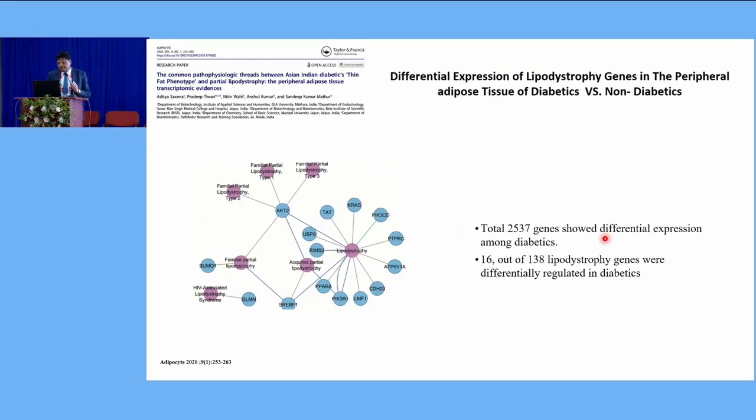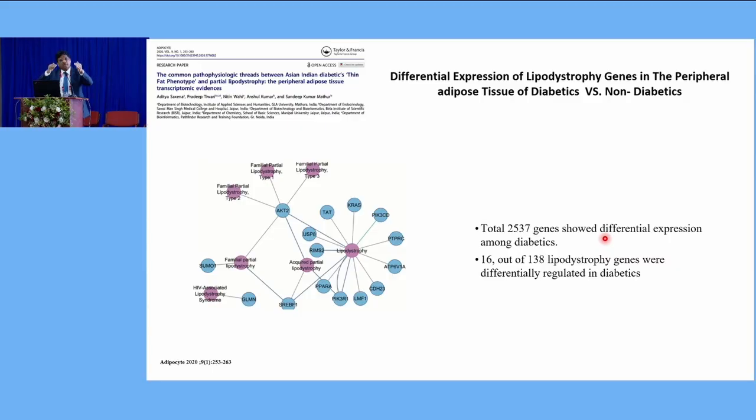What we find, there were 2,537 genes showing differential expression in diabetics in the peripheral compartment I am talking of, because I am talking about lipodystrophy syndrome. And 16 out of 138 lipodystrophy genes were differentially regulated in diabetics. That means 16 genes which are known to cause lipodystrophy were showing altered expression.